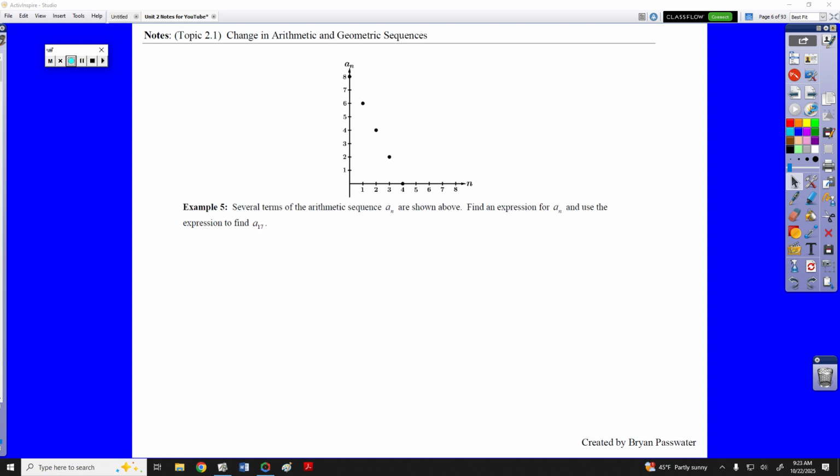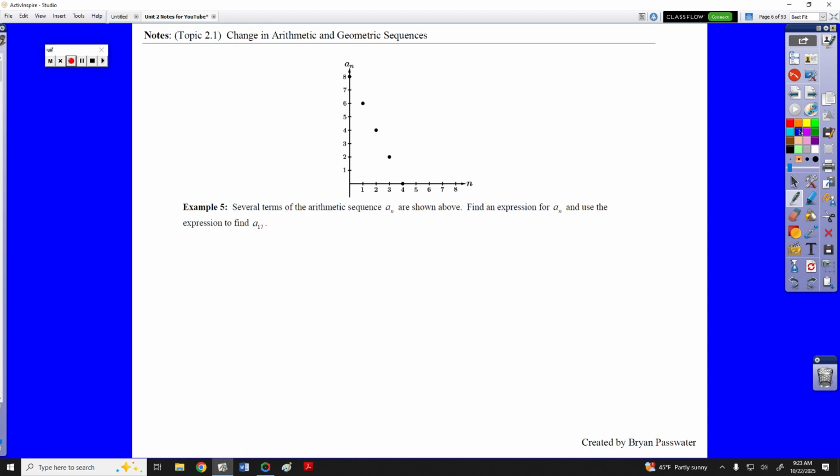Example 5 says several terms of the arithmetic sequence a sub n are shown above. Find an expression for a sub n, and then use that expression to find a sub 17. Okay, there are actually two different ways that we could approach this problem, and the reason is because we know more information than we normally know.